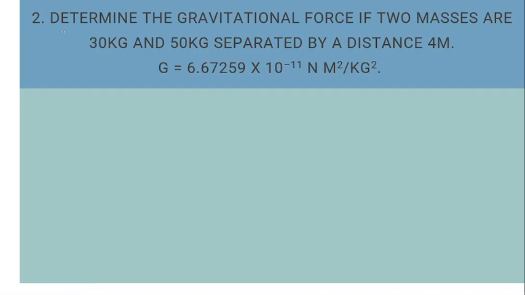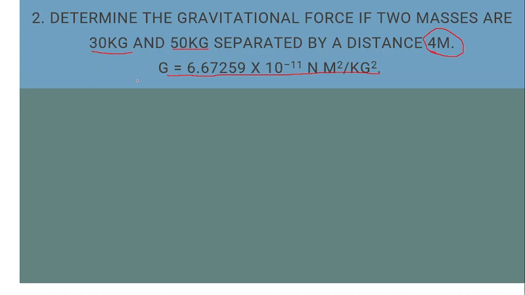This is the second question. Determine the gravitational force if two masses are, first mass 30 kgs and second mass 50 kgs. They are separated by 4 meters. And here they gave the capital G. Answer. For everything, first we should write the given data.